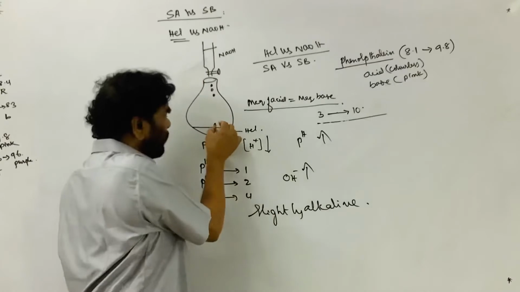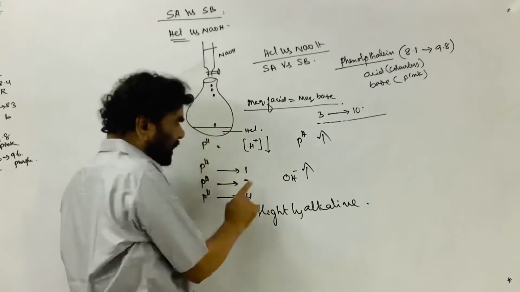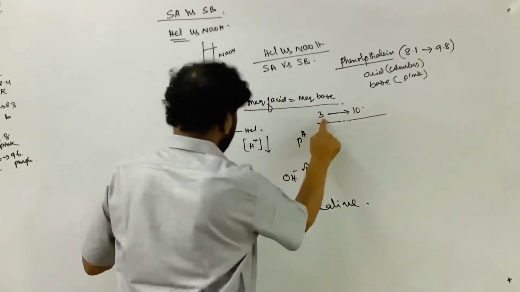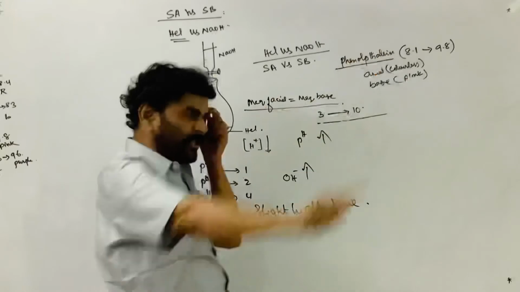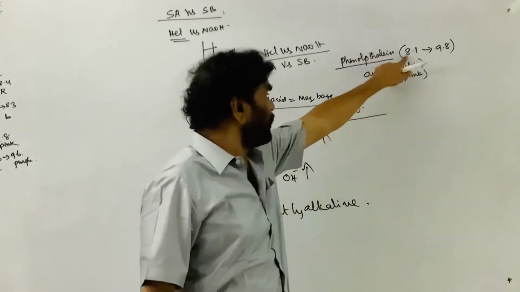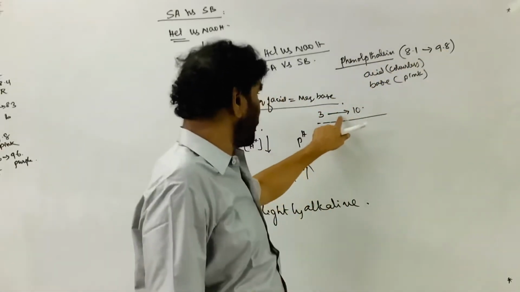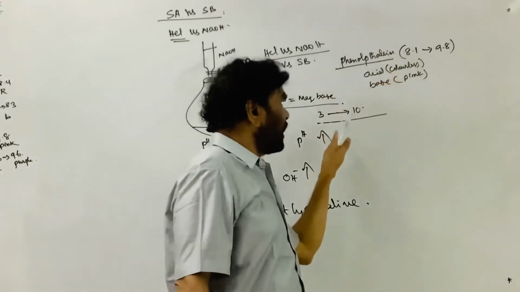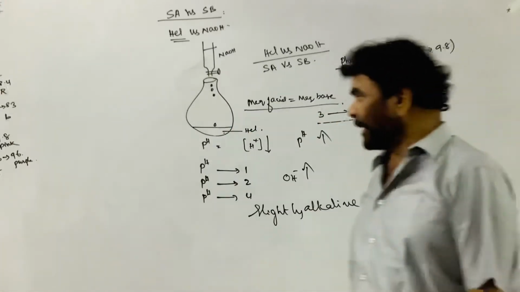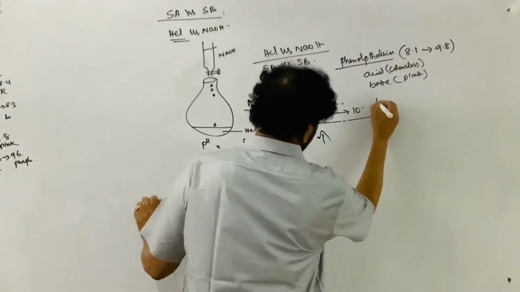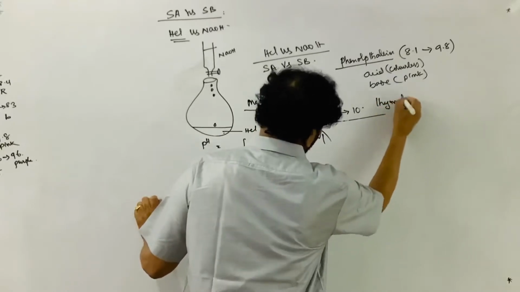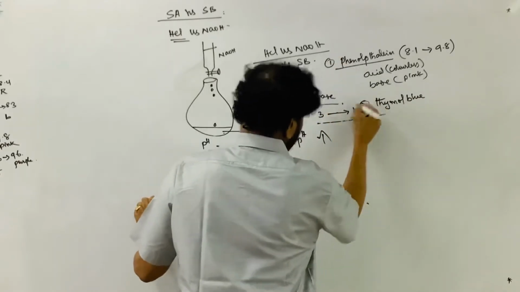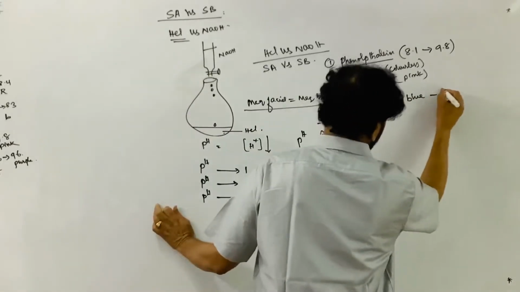When the last drop is added, what happens? The pH jumps from 3 to 10. Once it suddenly changes to 10, and since 8.1 to 9.8 is the color-changing pH range, which lies between 3 and 10, phenolphthalein is the right indicator for this. Or you can use thymol blue. This indicator is 8.6 to 2.